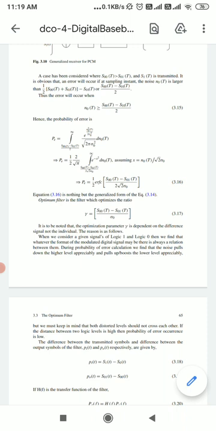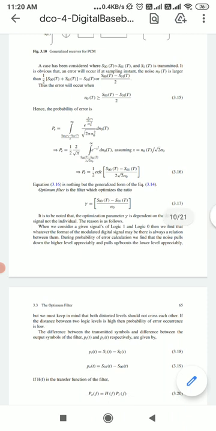So here you will get its probability of error, which we can take as Pe equal to 1 by 2 erfc in brackets (S01(t) minus S02(t)) upon 2 square root of 2 sigma naught. So here we are transmitting the second symbol.